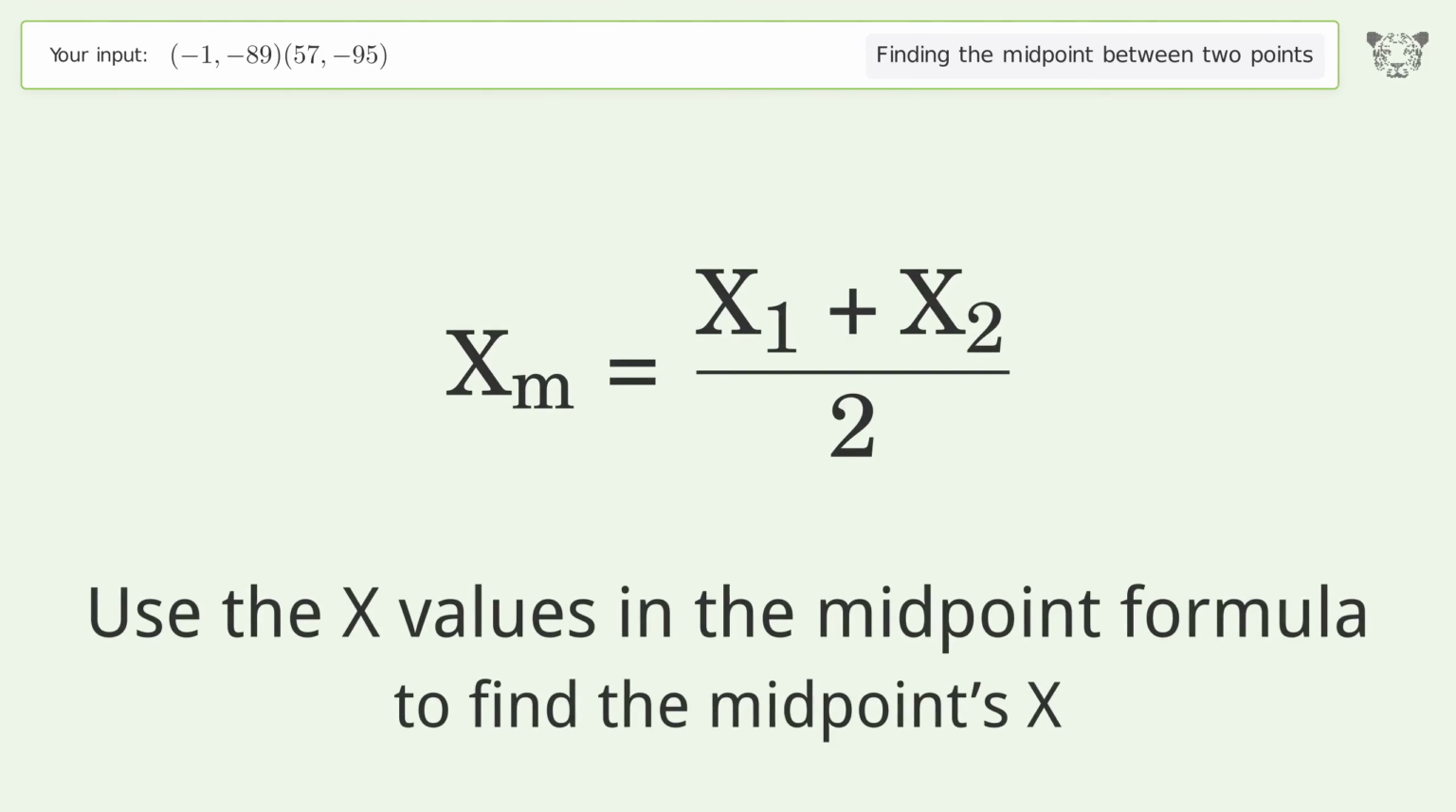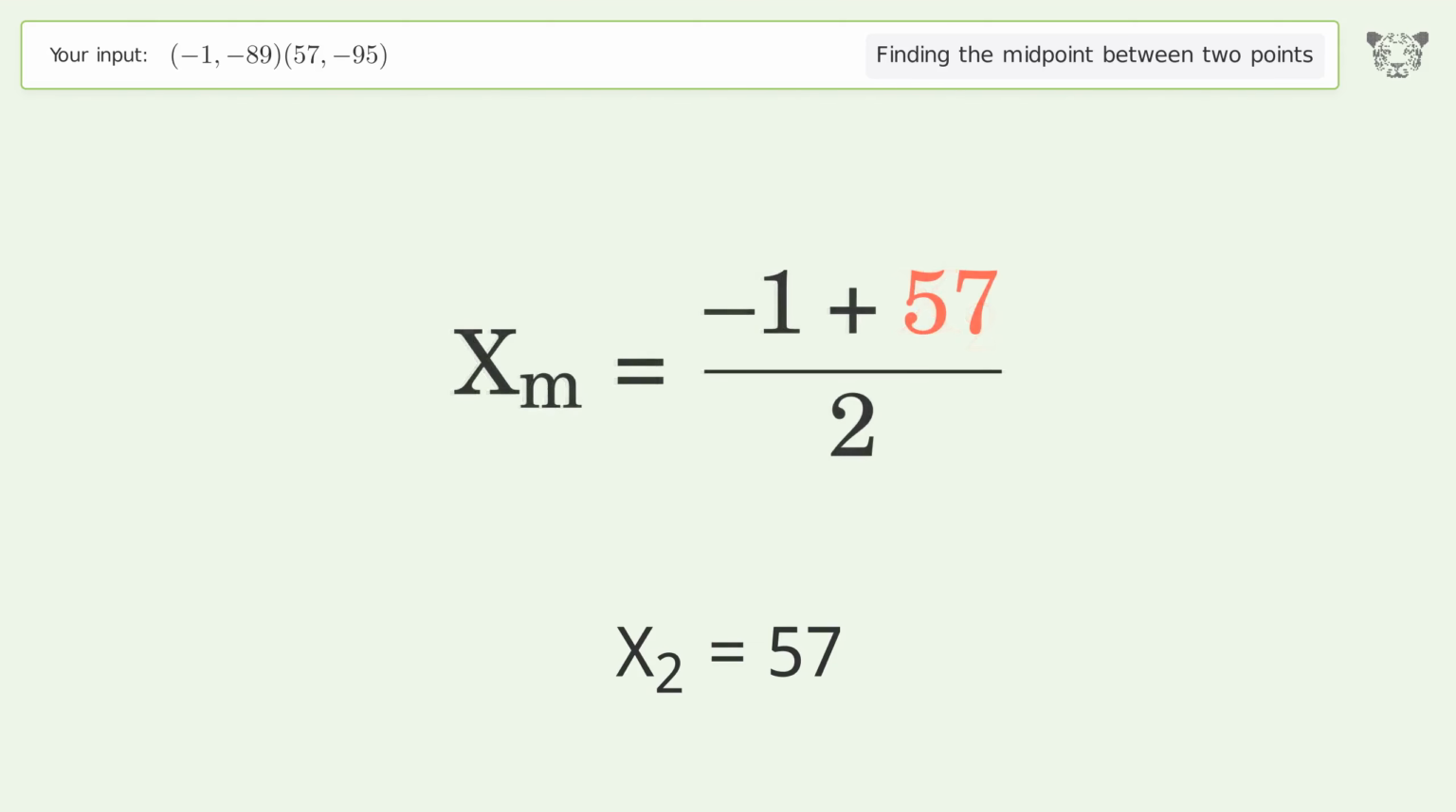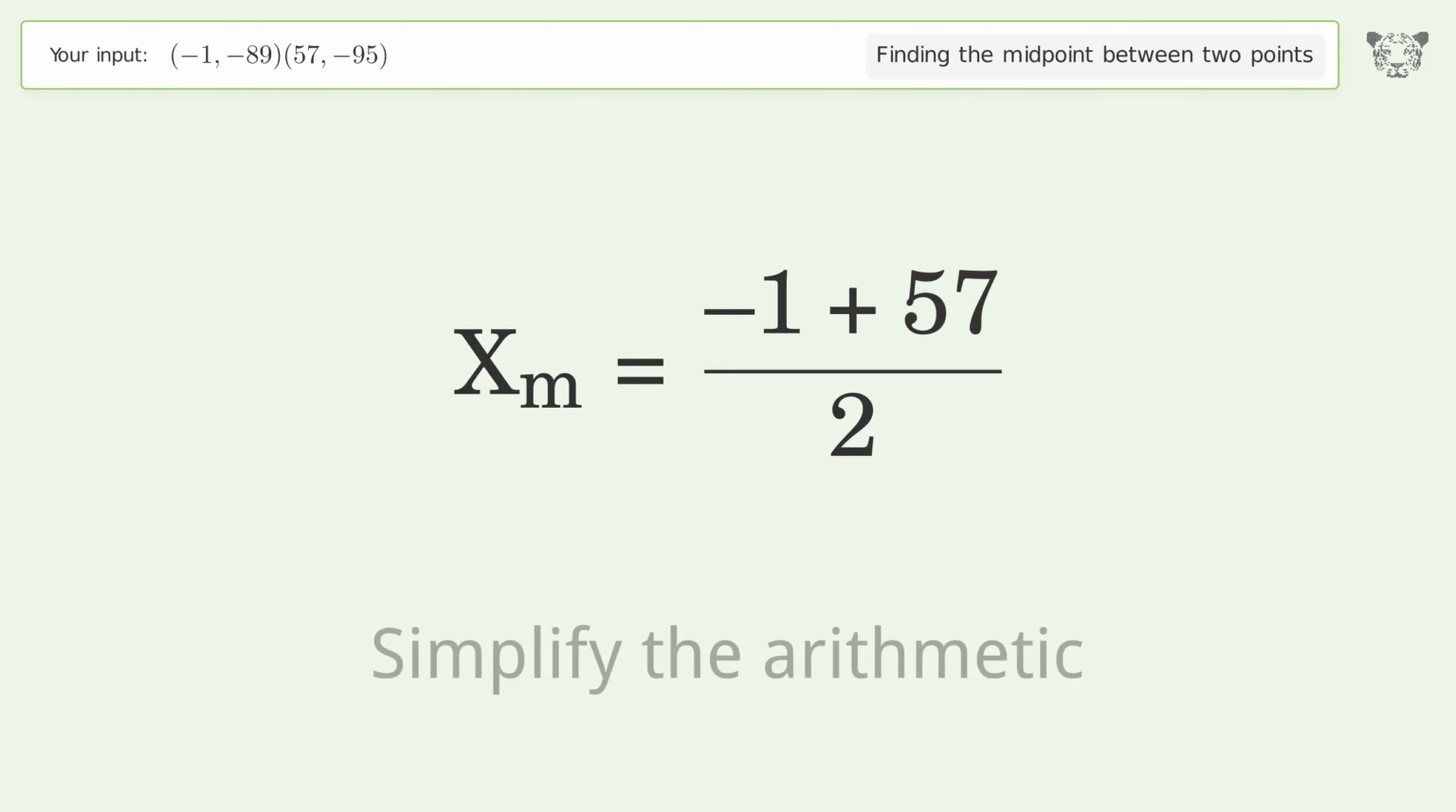Use the x values in the midpoint formula to find the midpoint's x. x1 equals -1. x2 equals 57. Simplify the arithmetic.